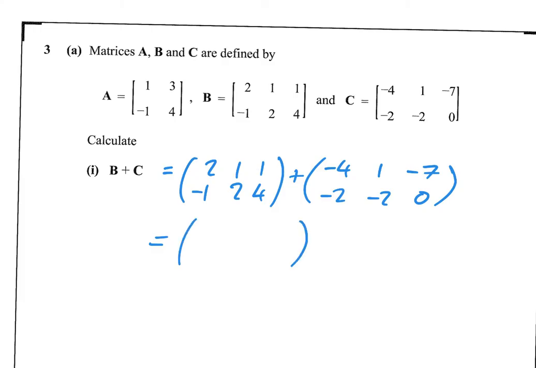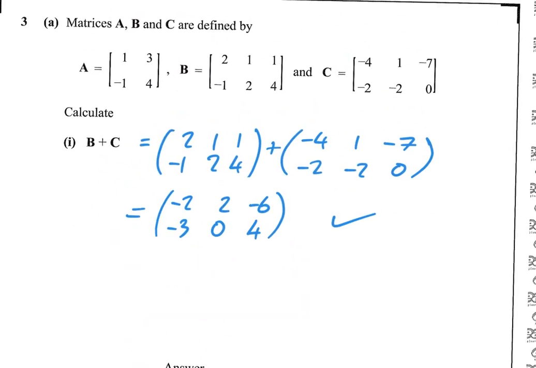So 2 plus minus 4 is going to be minus 2. 1 plus 1 is 2. 1 plus minus 7 is minus 6. Minus 1 plus minus 2 is minus 3. 2 plus minus 2 is 0. 4 plus 0 is 4. And that should be it. If I've done that correctly, that should be right.